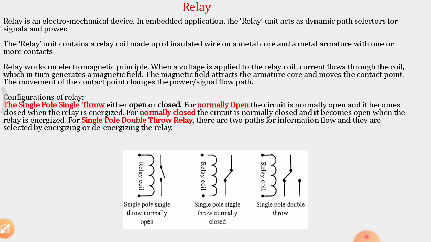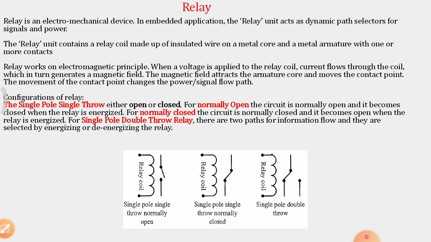A relay works on the electromagnetic principle. When a voltage is applied to the relay coil, current flows through the coil, which in turn generates a magnetic field. The magnetic field attracts the armature. The armature is now open or closed. The magnetic field attracts the armature core and moves the contact pin. The movement of the contact point changes the power or signal flow path.